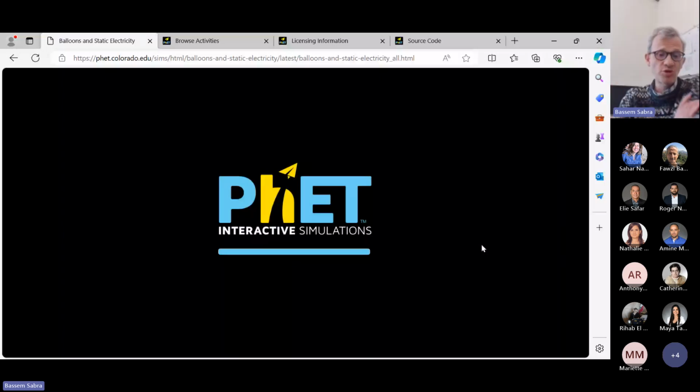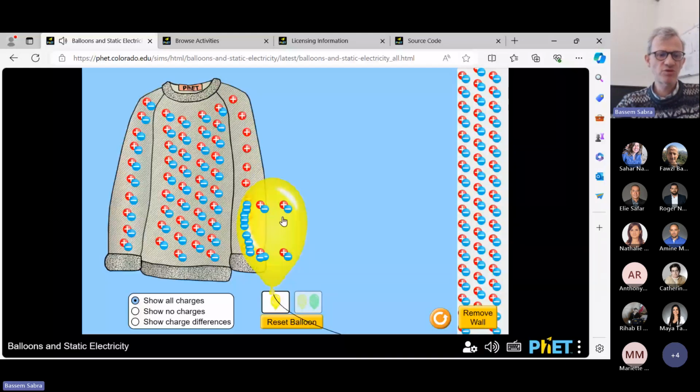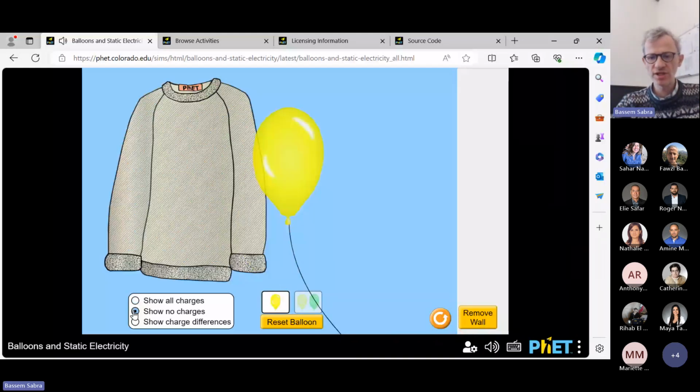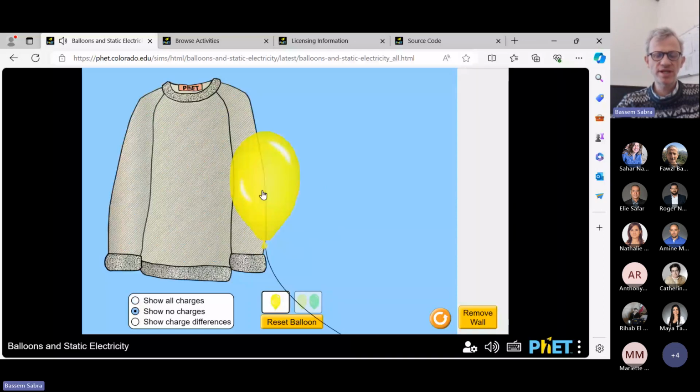If I want to talk about Coulomb's law, for example, I don't start with Coulomb's law. I start with a balloon and a sweater. Before rubbing the balloon on the sweater, the balloon is not attracted by the sweater. First I start with no charges. I don't show any charges. Then I do the rubbing action on the balloon and the sweater, and then I leave the balloon, so it gets attracted to the sweater. At this stage, I stop and ask the students, so what do you think the reason is?